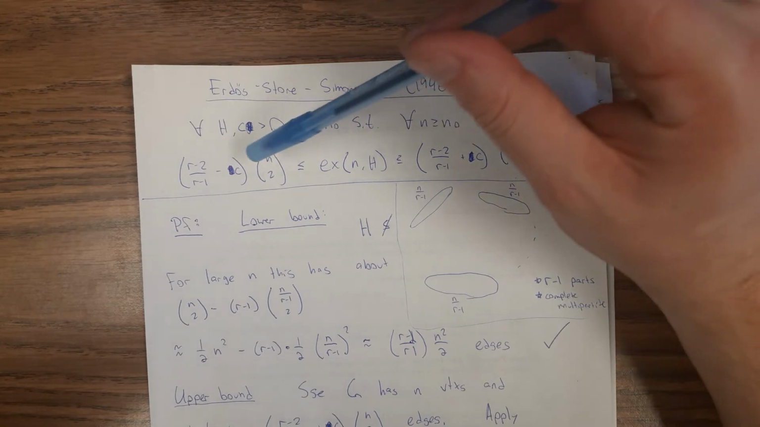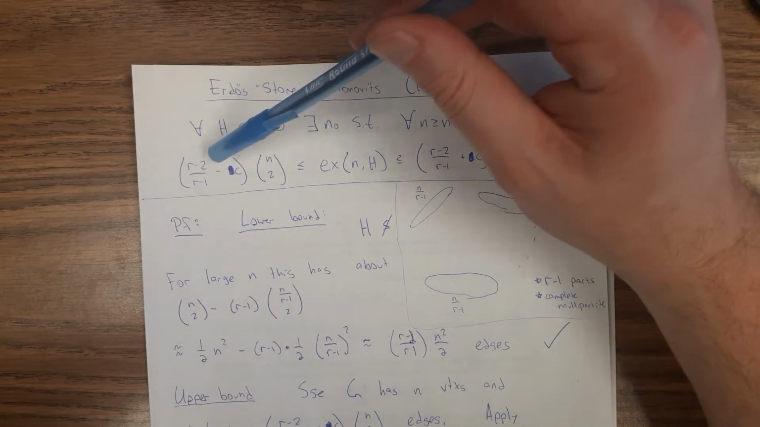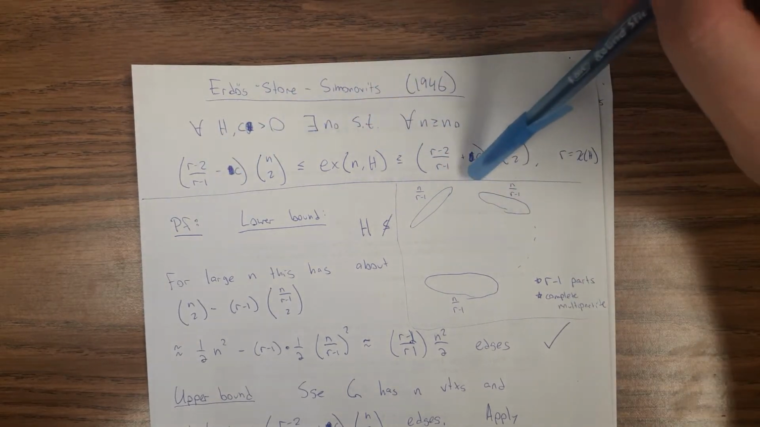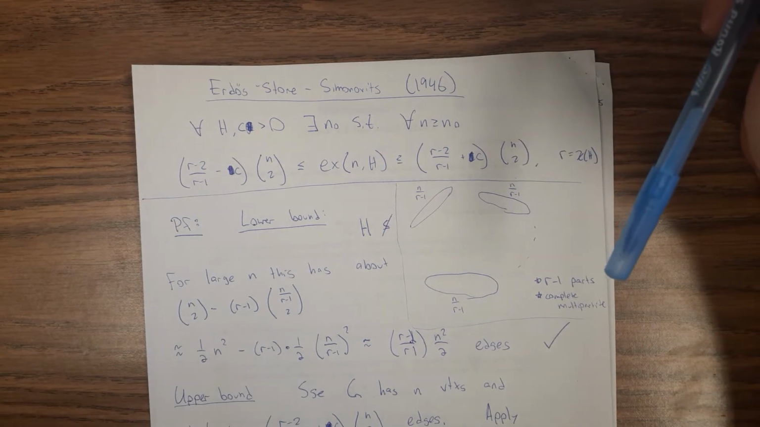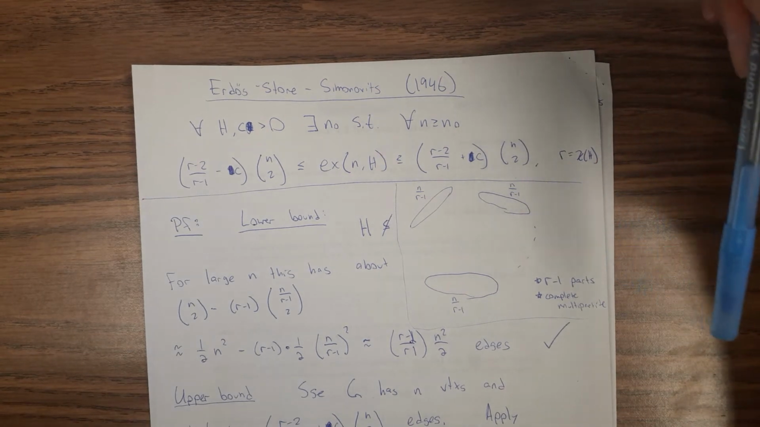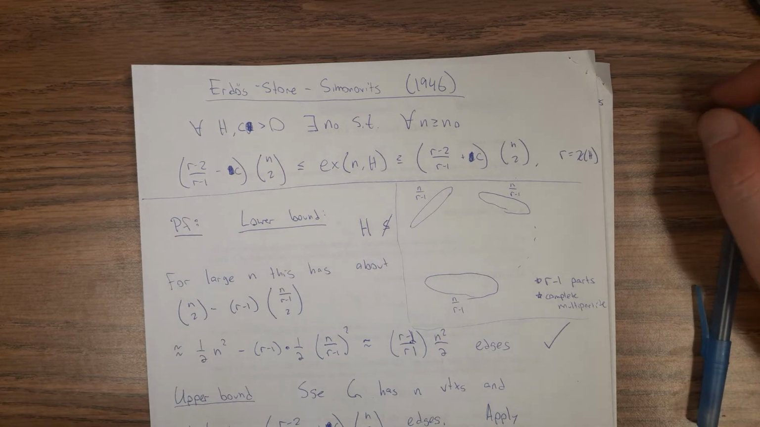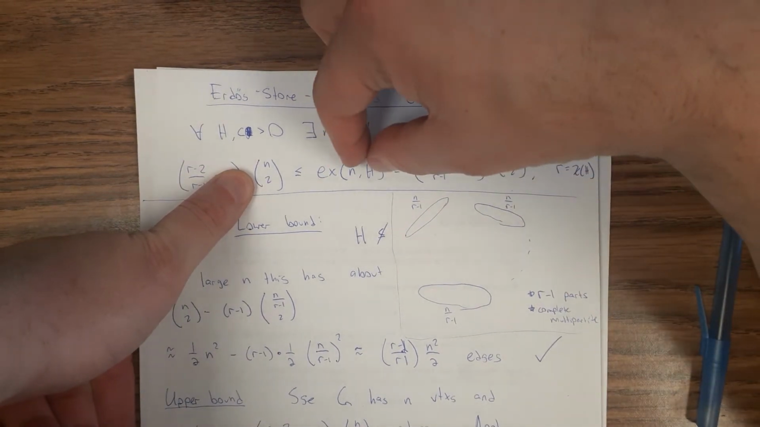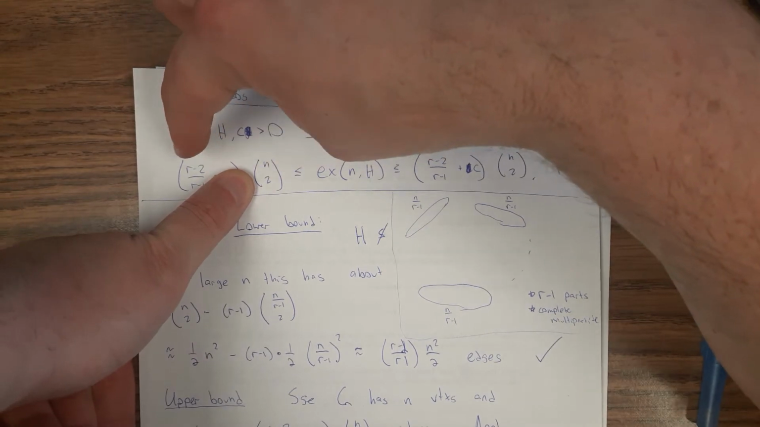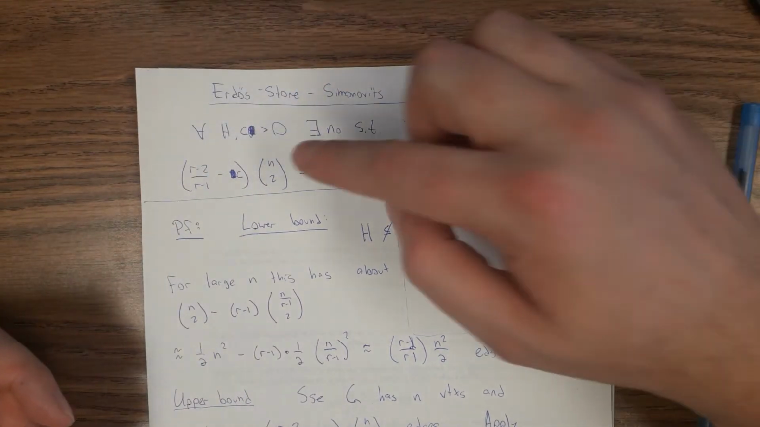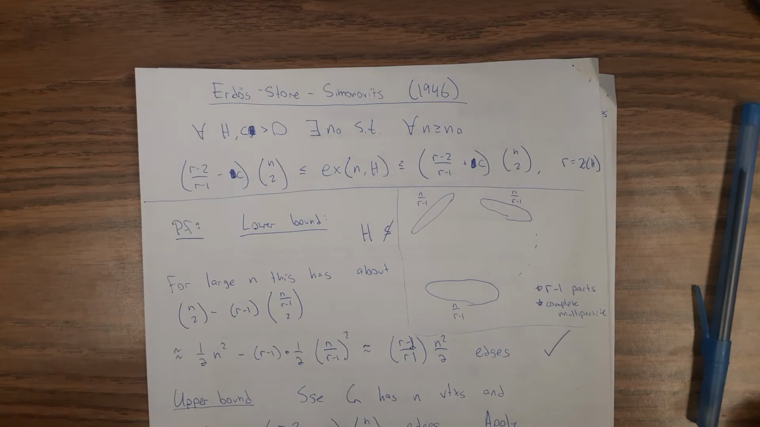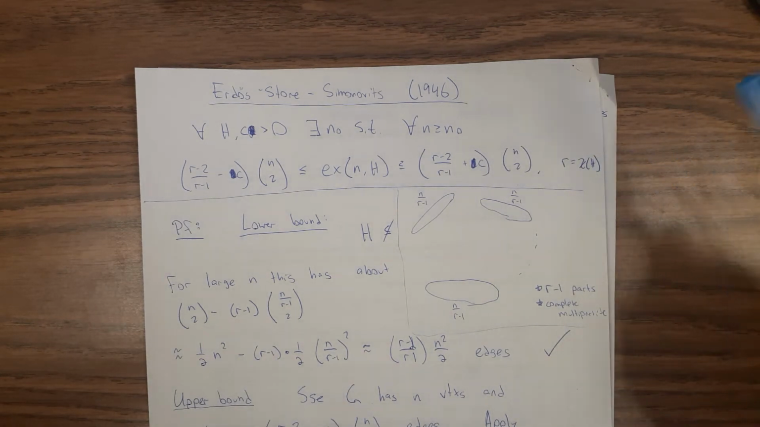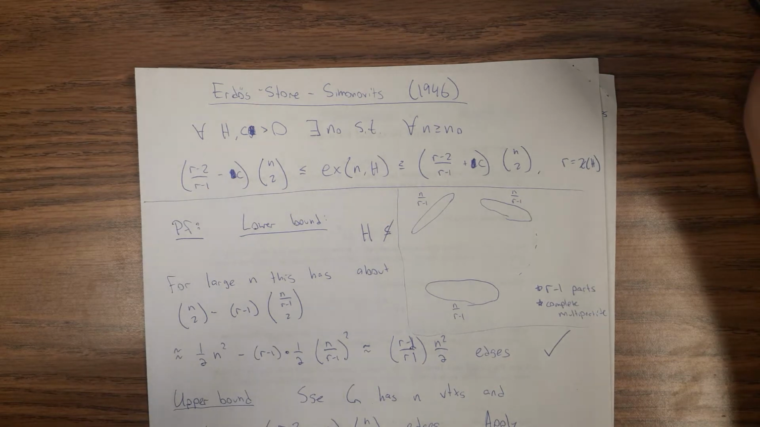And if you notice, these two things are essentially the same, except here I have a minus C and here I have a plus C. So essentially what Erdos-Stone-Simonovits is saying is that, if I just cover up this C, the extremal number of H is roughly (r minus 2) over (r minus 1) times n choose 2 for large n. Oh, and by the way, r is the chromatic number of H here.